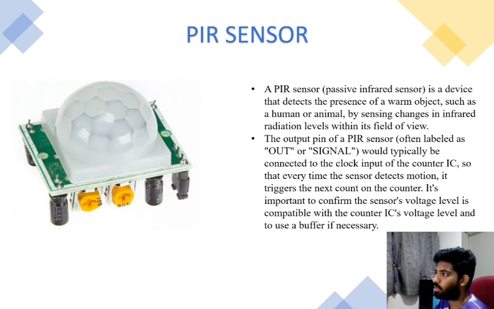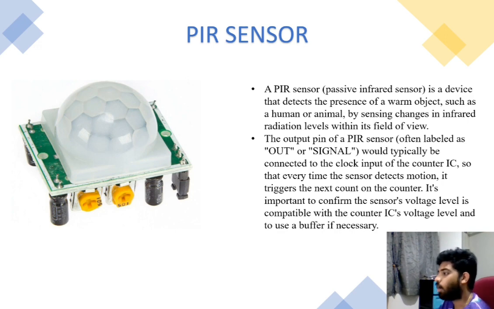And then for the next one, to detect the presence of motion, we use a PIR sensor. Basically, a PIR sensor is a passive infrared sensor, a device that detects the presence of a warm object such as a human or animal by sensing changes in infrared radiation levels within its field of view.